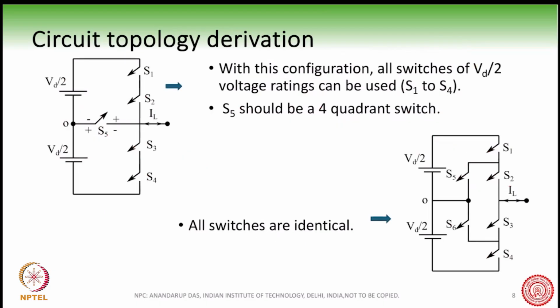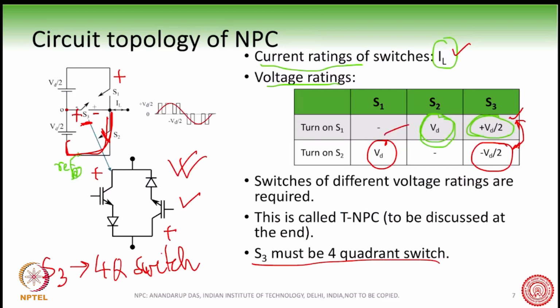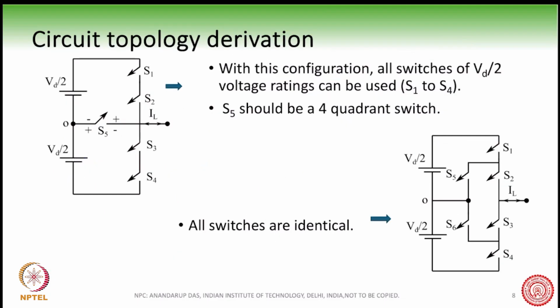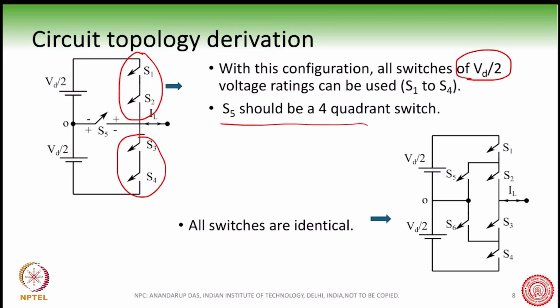Okay. So now, one problem here is that these two switches, S1 and S2, have voltage rating which is double than that of S3. So in order to get rid of that problem, what we can do is we can series connect two switches so as to make the voltage rating of all the switches equal to VD by 2. Okay, S5 still is a 4-quadrant switch.